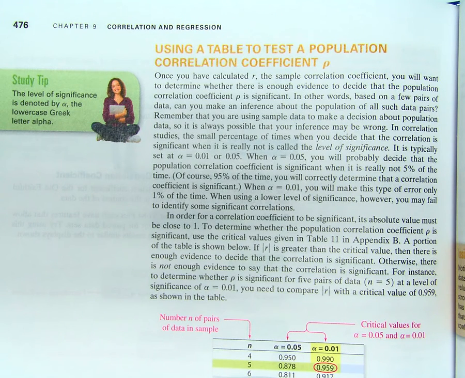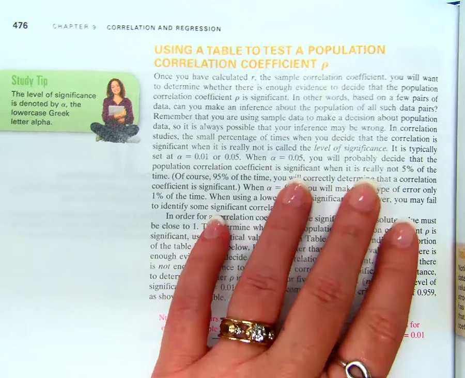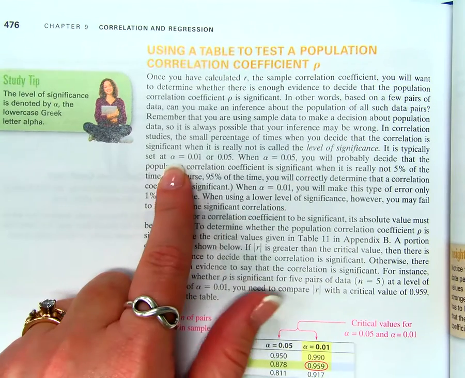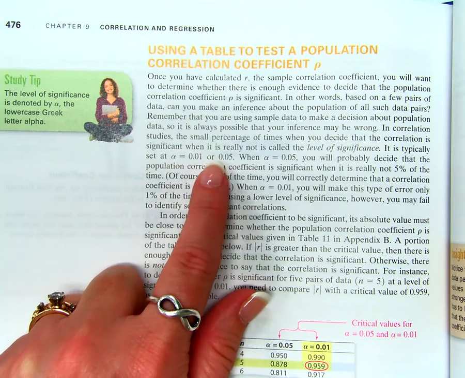In correlation studies, the small percentage of times when you decide that the correlation is significant when it's really not is called the level of significance. Now, have we dealt with level of significance before? Yes, so it's not something that you're completely unfamiliar with, right? Okay, so it's typical to set that level of significance at 0.01 or 0.05, so 1% or 5%.